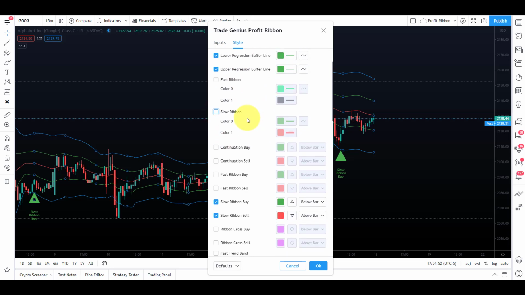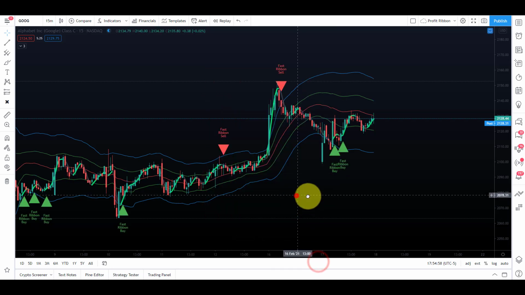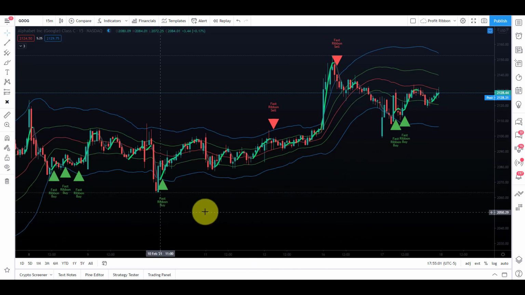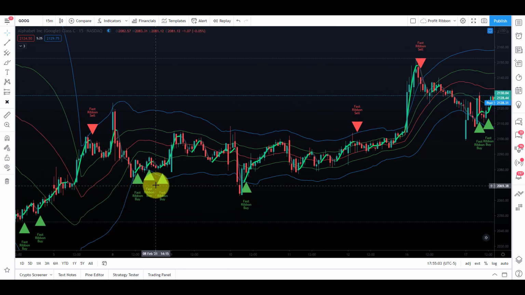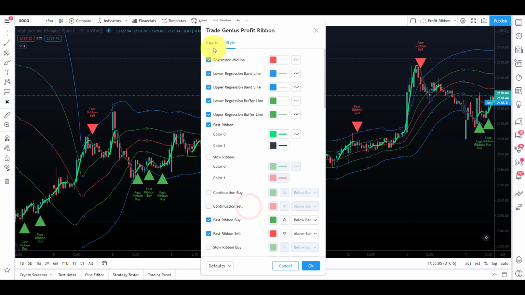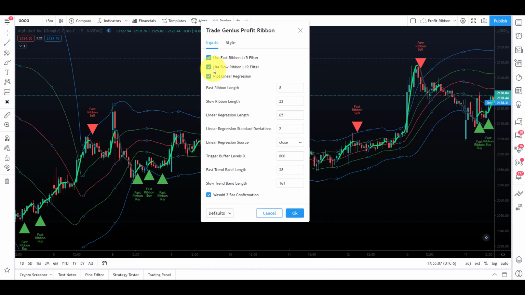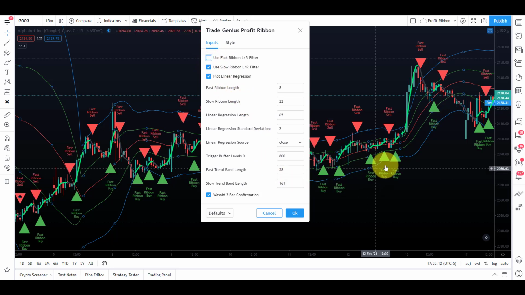So let's turn off the slow ribbon and the slow ribbon buy and sell. We'll turn on the fast ribbon buy and sell and the fast ribbon. All right. So as you can see, fast ribbon obviously is going to give you more signals. And again, if you don't use the linear regression filter, if you turn that off, you will get a ton of signals. So again, unless you're doing something very specific like a scalping strategy, probably don't need to see every single time the fast ribbon changes color. It's just there as an option.